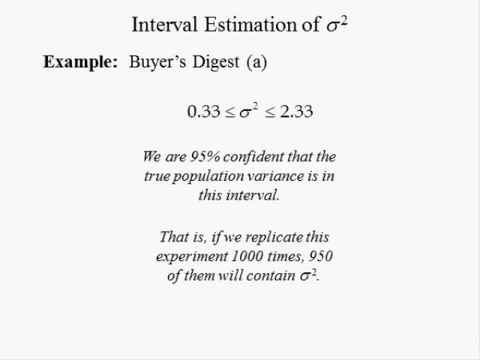That is, if we replicate this experiment 1,000 times to build 1,000 confidence intervals, 95 of the confidence intervals will contain the population variance, sigma squared.